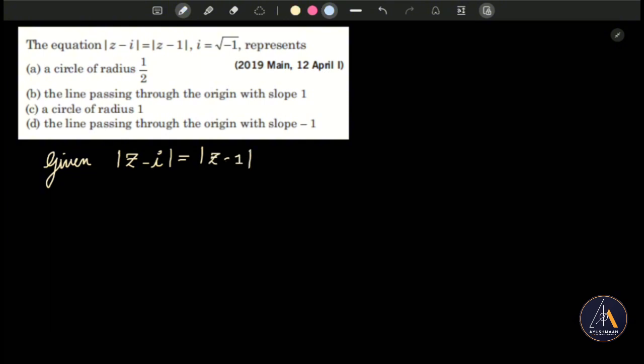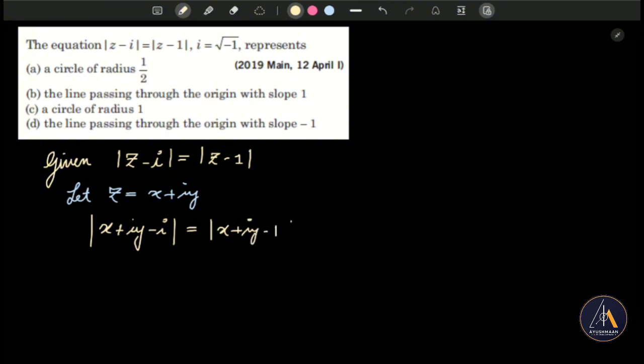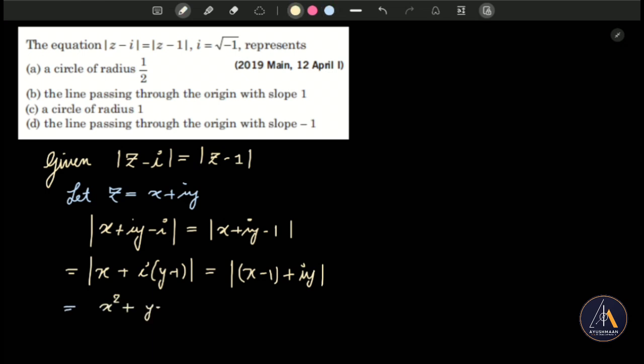Now what I am doing is let z equals x plus iota y, because z is a complex number. Now I am putting z equals x plus iota y: modulus of x plus iota y minus iota equals modulus of x plus iota y minus 1. This equals modulus of x plus iota (y minus 1) equals modulus of (x minus 1) plus iota y. Now this can be written as under root x square plus (y minus 1) whole square equals under root (x minus 1) whole square plus y square.